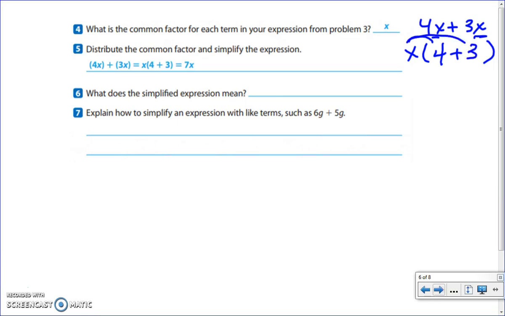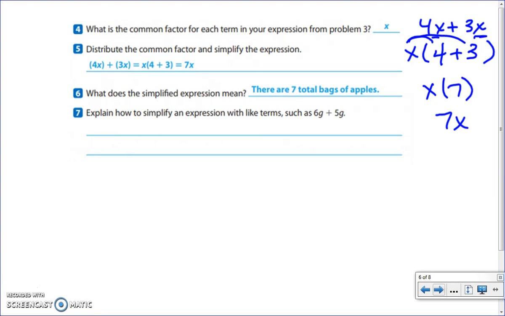And so using the distributive property, I can see, oh, look, now I can combine 4 and 3 together. So really I have x times 7, but we would write that as 7x. And that's why we can combine like terms. So 4x is in here, 3x is there, makes 7x all together. Really, the reason we can do that has to do with the distributive property. What does the simplified expression mean? Well, it will eventually represent the total number of apples, but right now it represents there are 7 bags of the same number of apples in each bag.